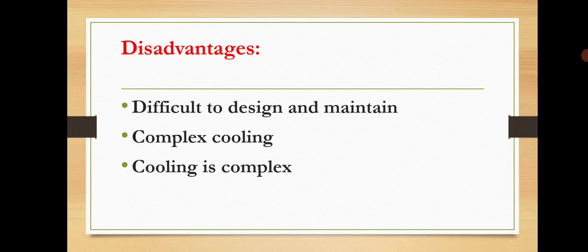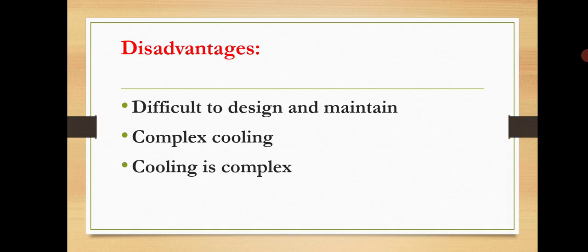Third point, cooling complexity. Cooling must be uniform across the entire ring. Small imbalance can cause overheating in some regions. This makes the system technically challenging.